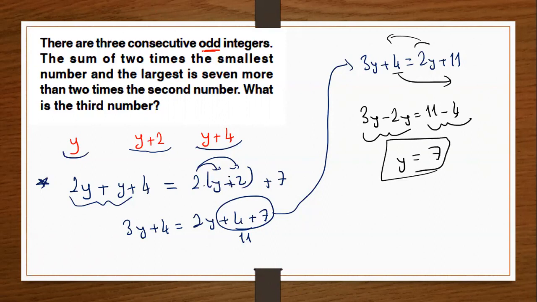So my smallest number is 7. My next number is going to be 9, and the other number is going to be 11. And the question was asking you the third number, which is going to be 11.